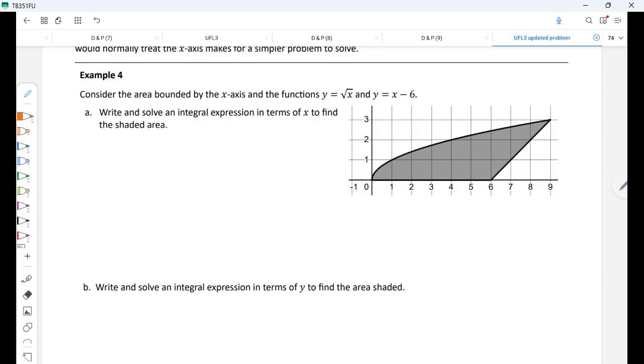We've got to integrate from 0 to 6. Our upper function is the square root of x minus our lower function, which we're just integrating up until the x-axis. That lower function is 0, so I could have just integrated the square root of x. So from 0 to 6, it's just the regular thing we do with the integral: find the area under the curve to the x-axis. But then I've got to add the remaining area, which is the integral from 6 to 9 of the square root of x minus our second function, which is x minus 6, dx.